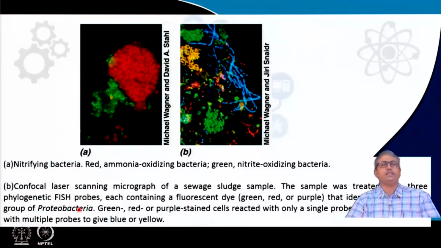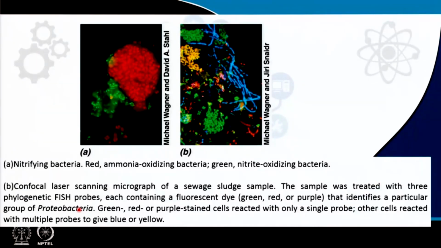So, here is again the picture of nitrifying bacteria, which is panel A, colored red because red colored fluorophores were used for this, and the ammonia oxidizing bacteria are colored green. And you also have the B panel. This panel shows the confocal laser scanning micrograph of a sewage sludge sample. The sample was treated with 3 phylogenetic FISH probes.